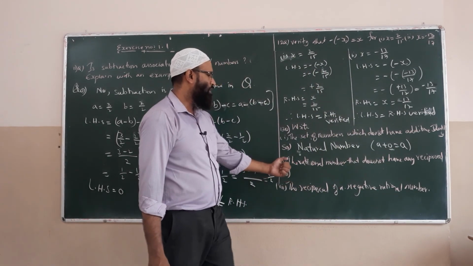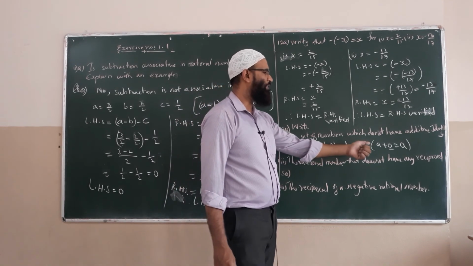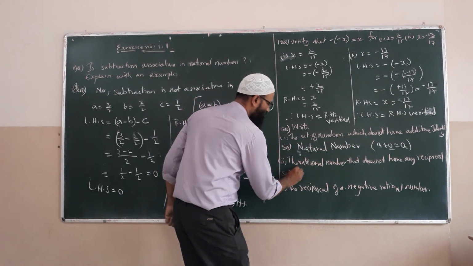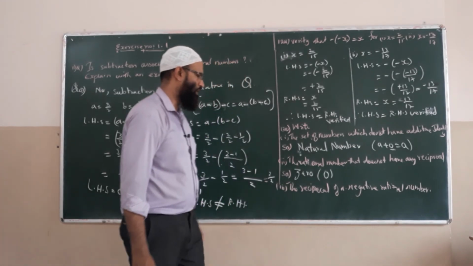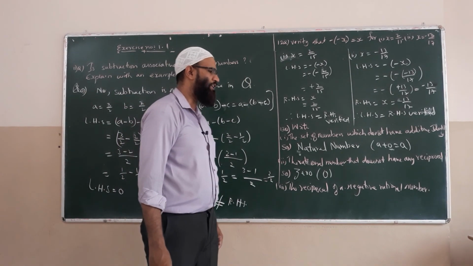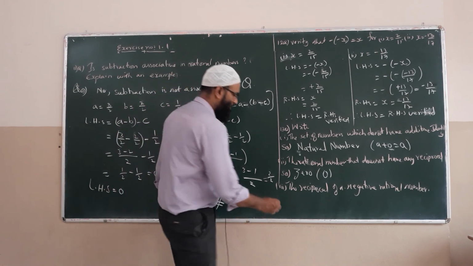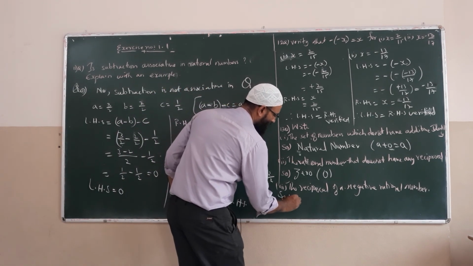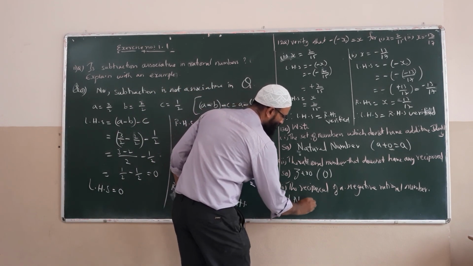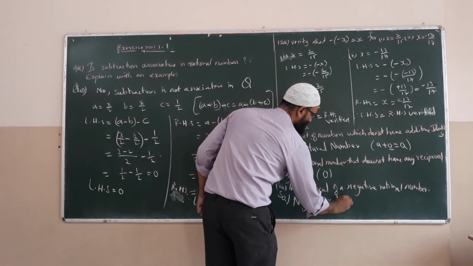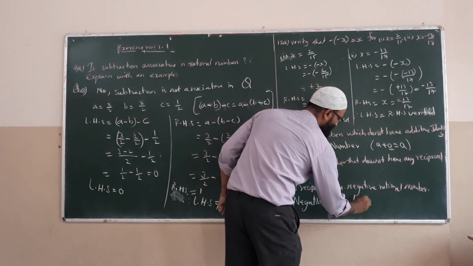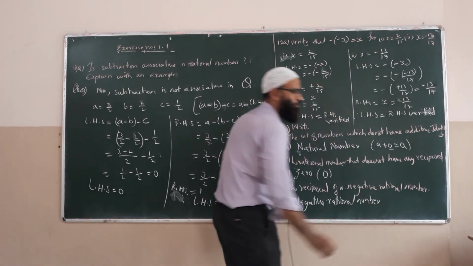Next, the rational number that does not have any reciprocal: 0 does not have any reciprocal. The reciprocal of any negative rational number is also a negative rational number. Negative rational numbers do have reciprocals, because it is a reciprocal only.